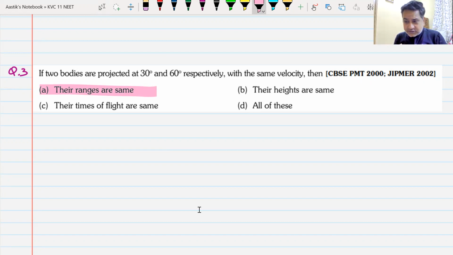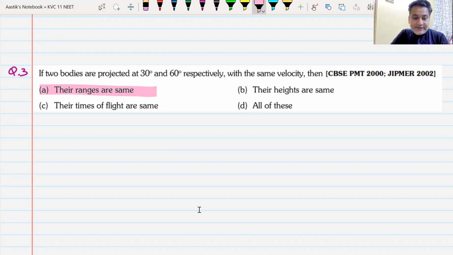You don't have to write the question. You just look at the question, give me the answer. Don't waste your time in writing the question, beta. If there is a diagram, draw the diagram only. Don't waste your time in writing the question. Do we understand this?